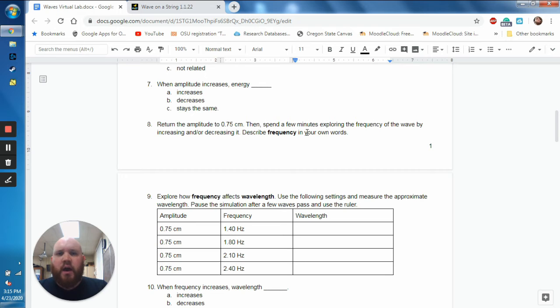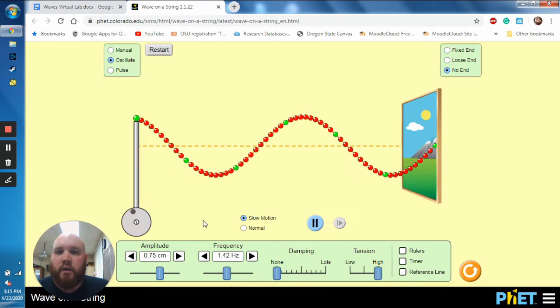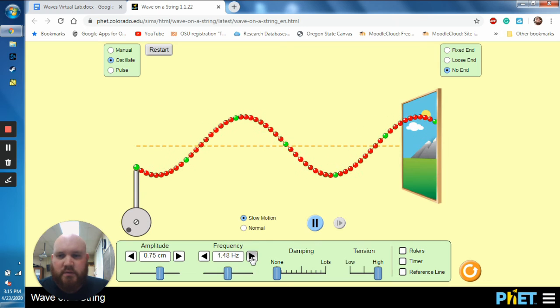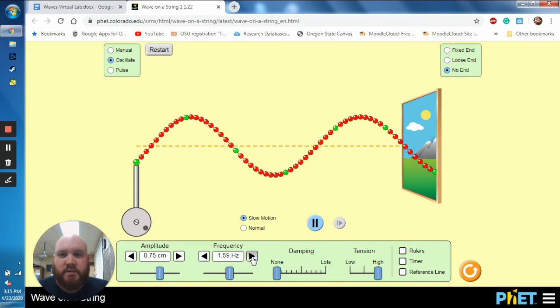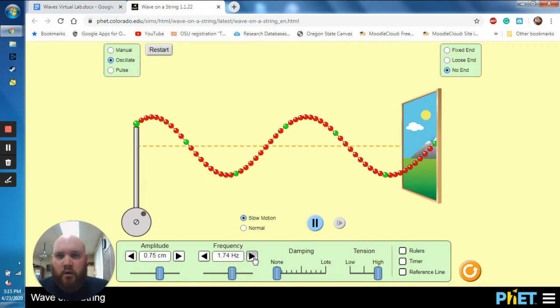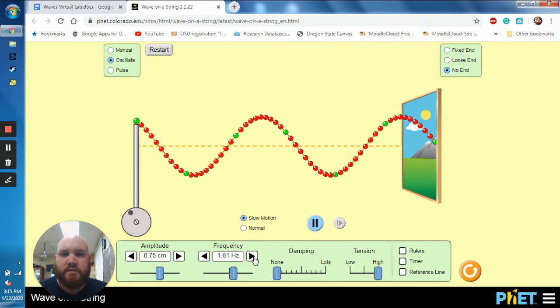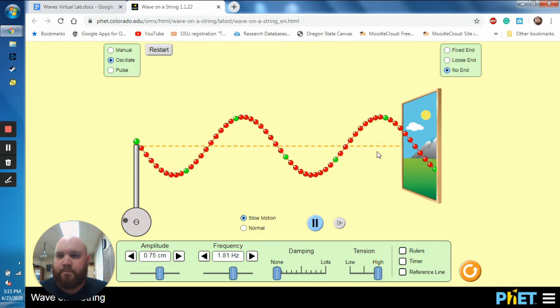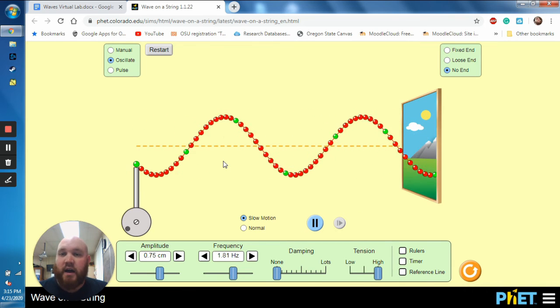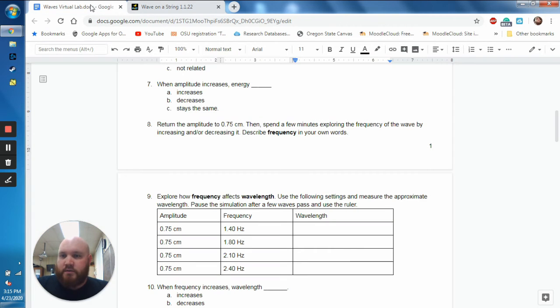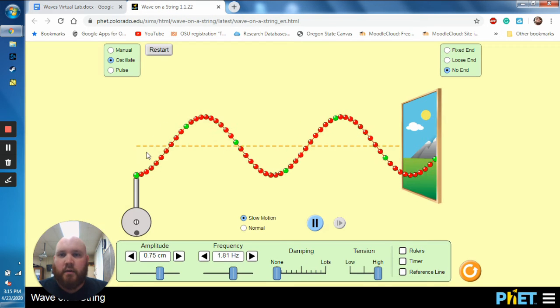All right. So after you mess with this a little bit, it says to describe frequency in your own words. Same thing, as you increase this frequency, or you go from high frequency to low, I want you to think about it in your own words, not looking at the book, not looking at my PowerPoint slides. What is frequency? You can use this as a guide, but I want it in your own words. I'll give you some time to think about that.